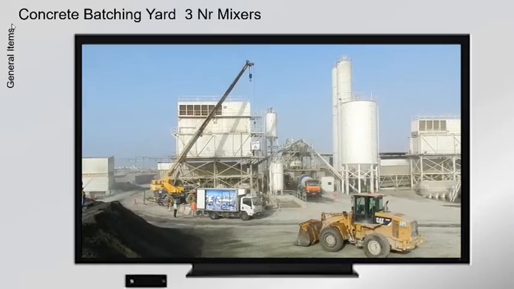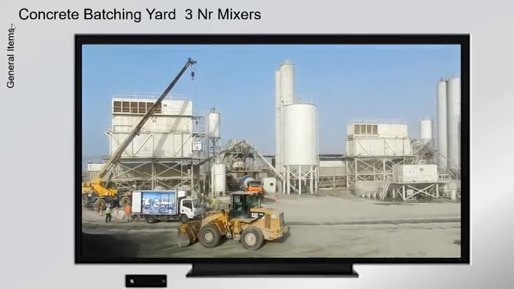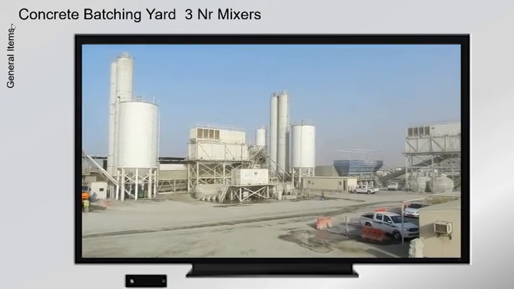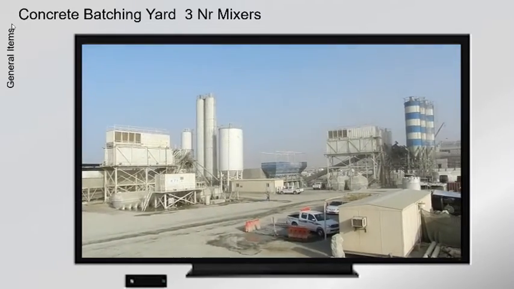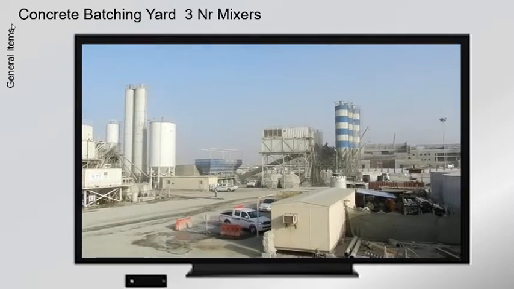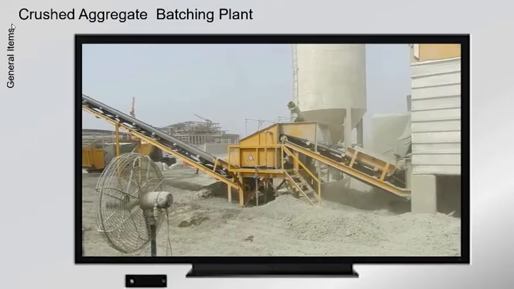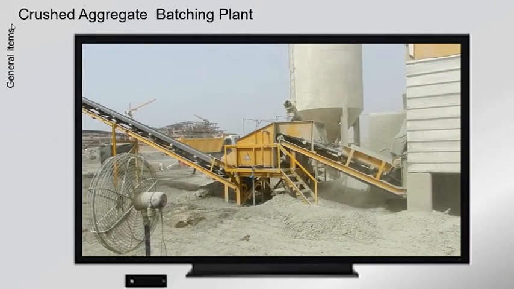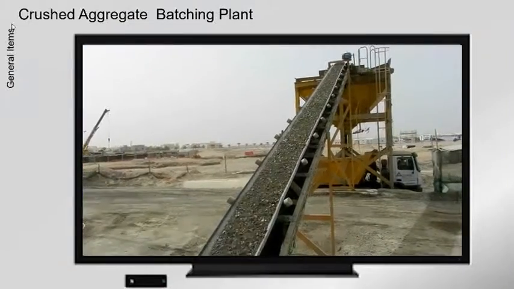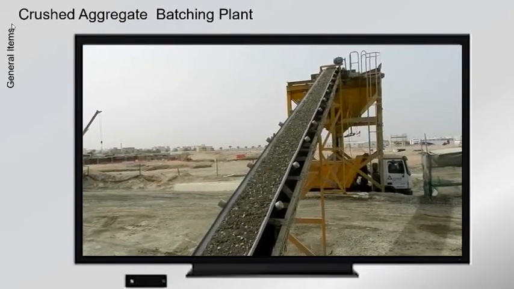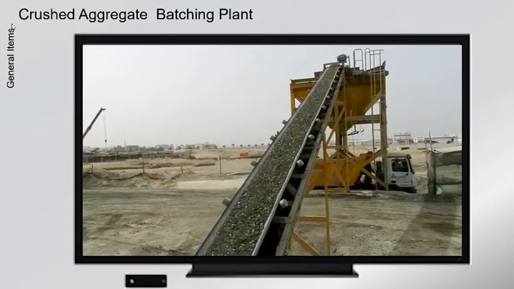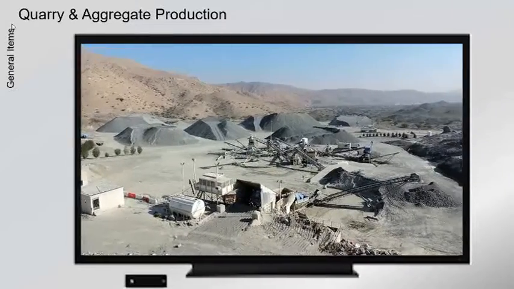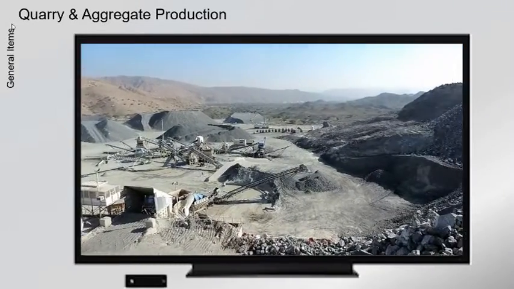Concrete batching plant. The concrete batching plant comprises a concrete mixer, control cabin, silos for cement and fly ash, aggregate bins, and a conveyor belt system to feed the mixer. Crushed aggregate batching. Different sizes of aggregates are mixed with water in a continuous mixer. The mixed material is transported to a discharge hopper by conveyor belt. Quarry and aggregate production. Rock is blasted free from a quarry face and fragmented.